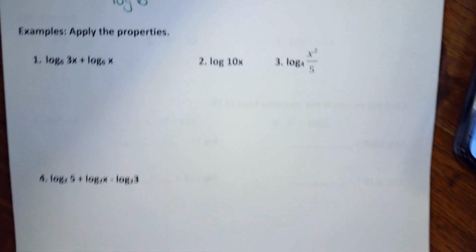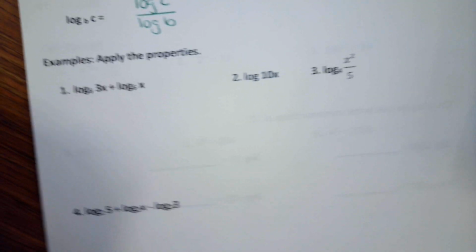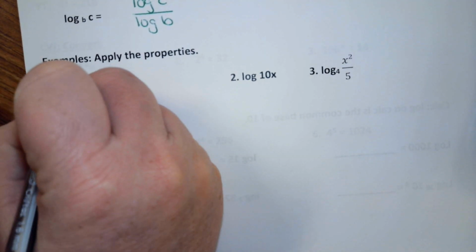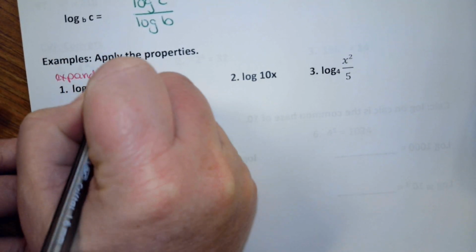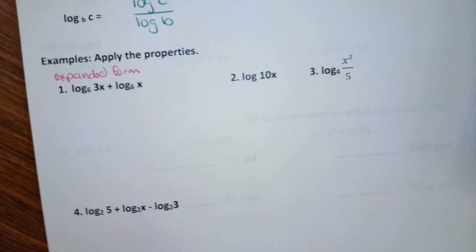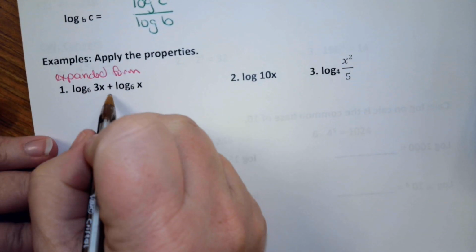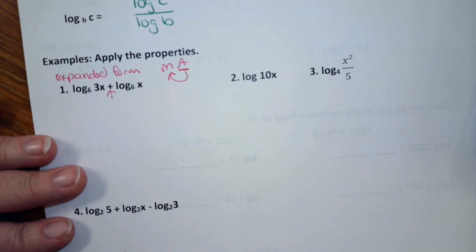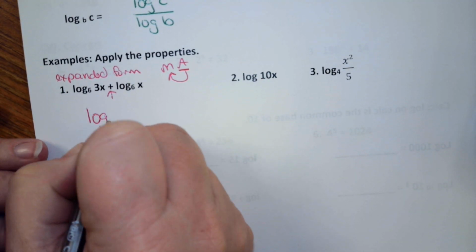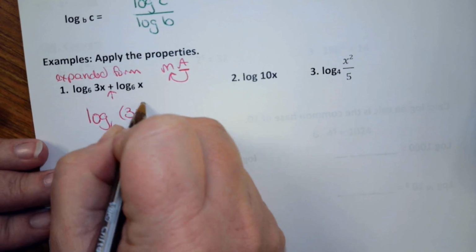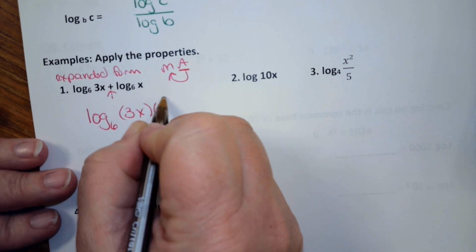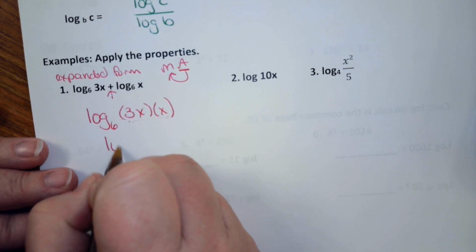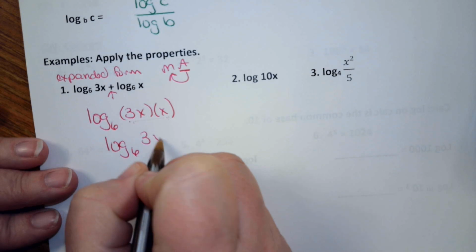Alright, so let's look at some examples of how to apply these properties real quick. Right here, I see that I've got expanded form. What they want us to do is take it back to a single form. And I see I've got addition. So if we were adding, that means originally we had multiplication, so you keep the same base. So we got log base 6 of 3x times x. Well, we can actually multiply these. So 3x times x is 3x squared. So we get log base 6 of 3x squared.